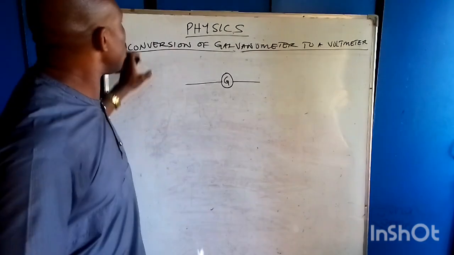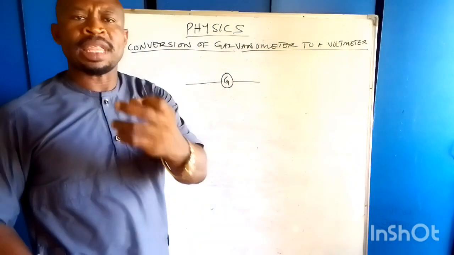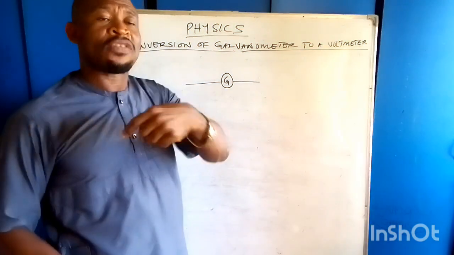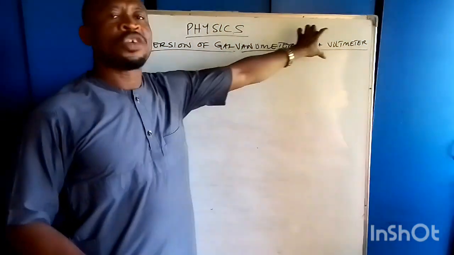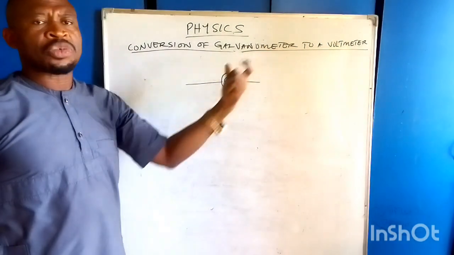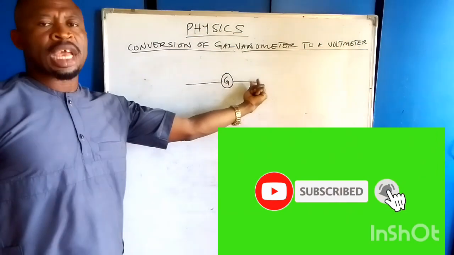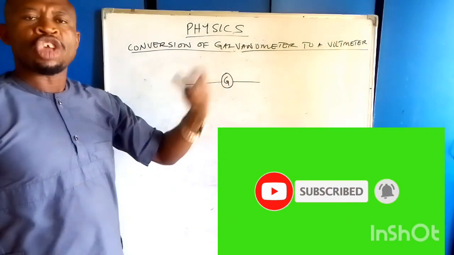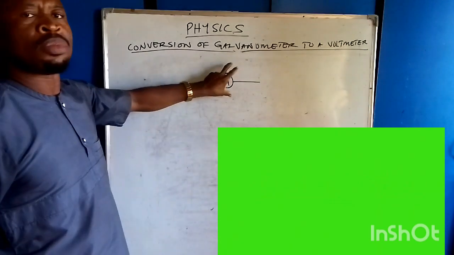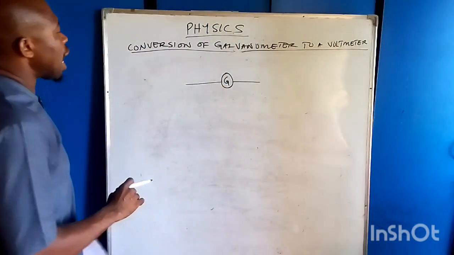Now, if we want this galvanometer to read, and of course, a galvanometer measures very low current. However, you can still convert it to measure voltage. If you want to convert it, all we need is to get a very high resistance resistor and connect it in series with the galvanometer. So if you connect it in series with the galvanometer, it will now be able to measure voltage. So let's see how it goes.